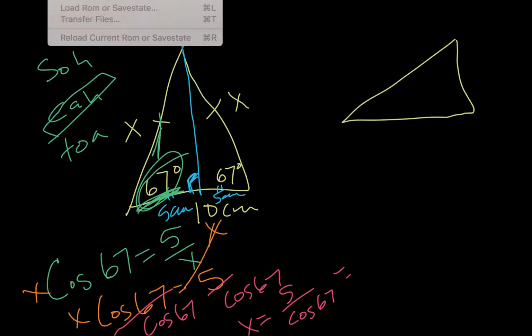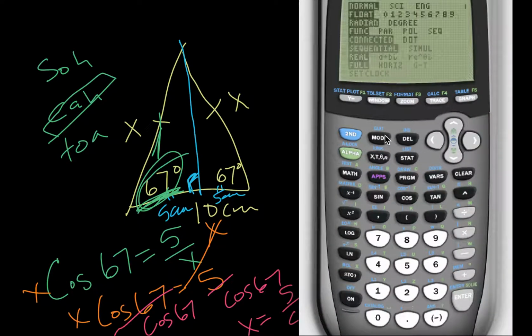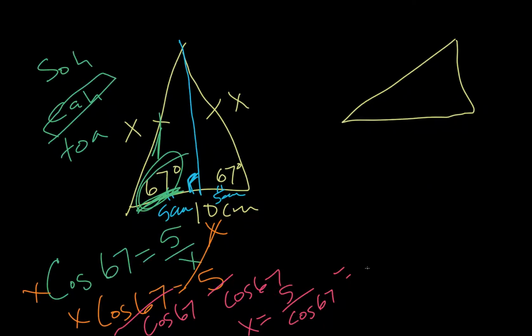I'll do a quick review on that. So we have our calculator. We want to hit mode and make sure we're in degrees. So go down to degrees, hit enter, get out of here, and just say cosine 67. Sorry, it's 5 divided by cosine 67. And we get 12.79, which if we round that is 12.8. And that's centimeters.